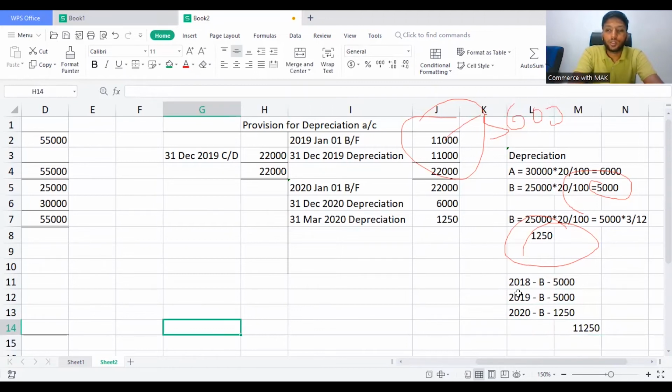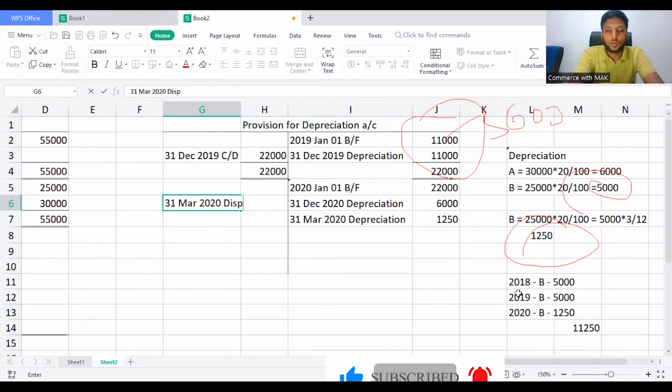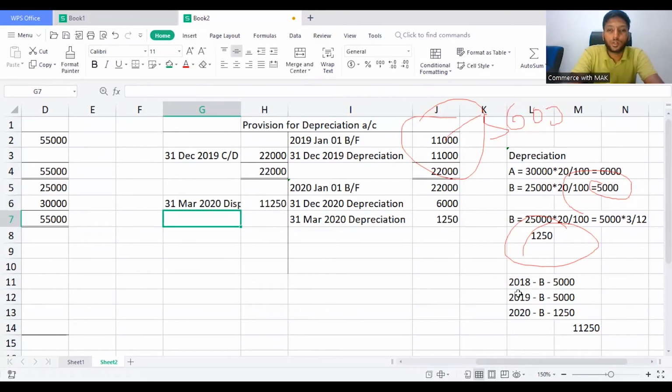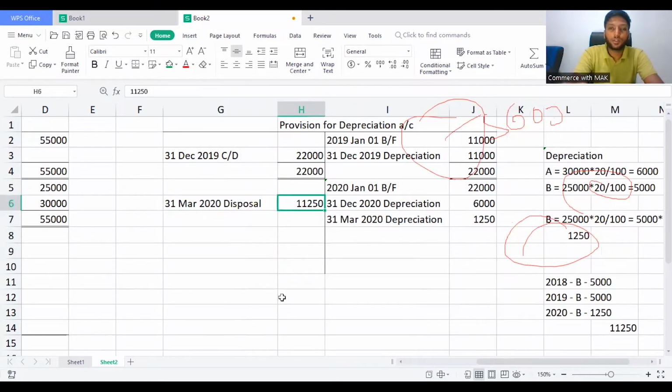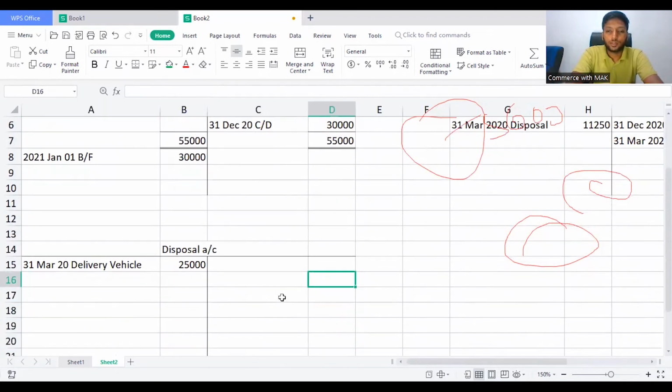So I'll record it on the debit side, 11,250, saying disposal. But what is the date I'm disposing? 31st March 2020 disposal. Now this disposal amount I should transfer directly to the disposal account, so it's easy for me to remember. So this 11,250 on the debit side will become the credit side on the disposal account. So I'll write 11,250. Always try to do the sums at the beginning itself, so you will remember it in a proper manner.